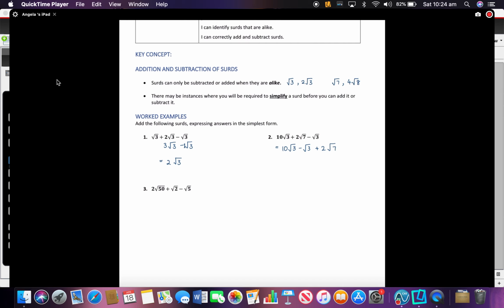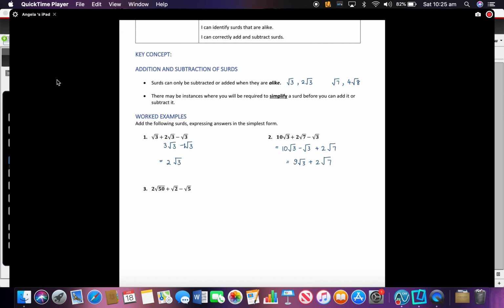Again, I'm going to simplify this by going 10 root 3 minus root 3 is 9 root 3, plus 2 root 7. Now, please be aware from this point on we can't simplify it any further, given the fact that there are no more like terms.